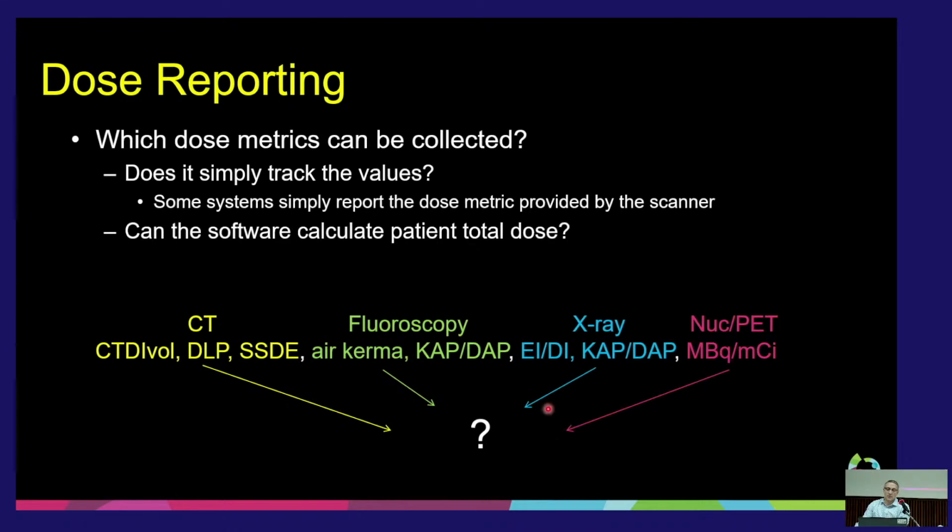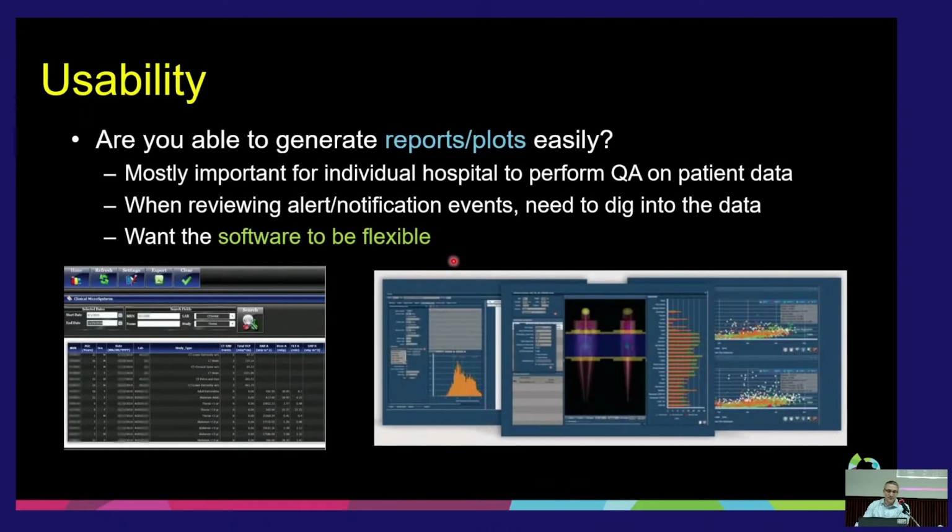We'll talk a little about that in a second, but we know from the physics world that KAP and DAP or air kerma are not equivalent to DLP or CTDIvol. So there have to be conversion factors and corrections to be made. You can't necessarily combine CT doses with fluoroscopy doses without some mathematics in the background. So you need to ask the dose monitoring software vendor how they handle multiple modalities.